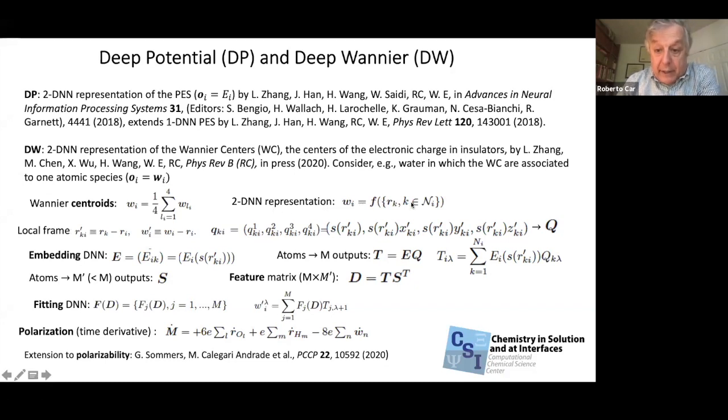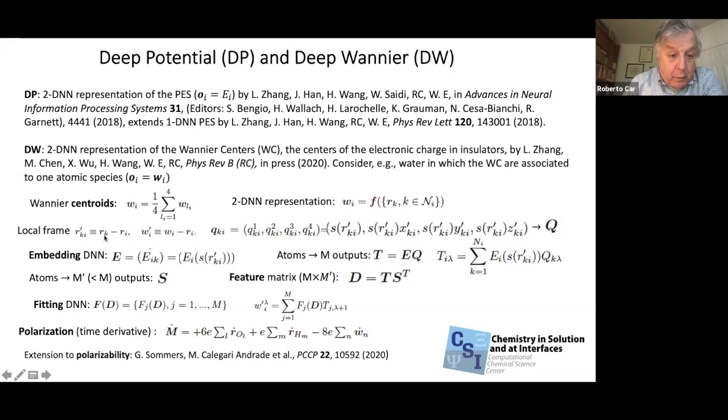Then we find this representation of the Wannier centroid from the coordinates of the atoms in the environment of the oxygen atom to which the Wannier centroid is associated. This is done via several steps in order to satisfy the 3 symmetries that I mentioned before. An important feature that we want to obtain is that the neural network representation is an end-to-end representation. There are no hidden parameters other than the coordinates of the atoms and the network itself.